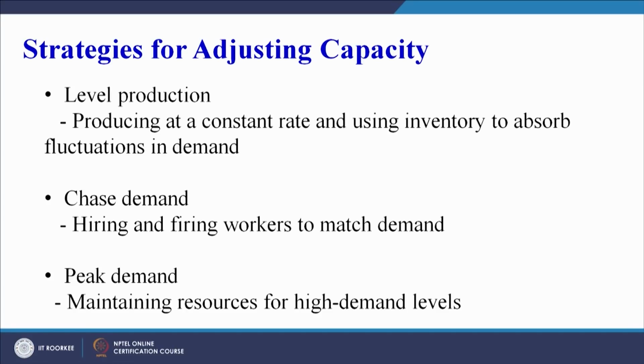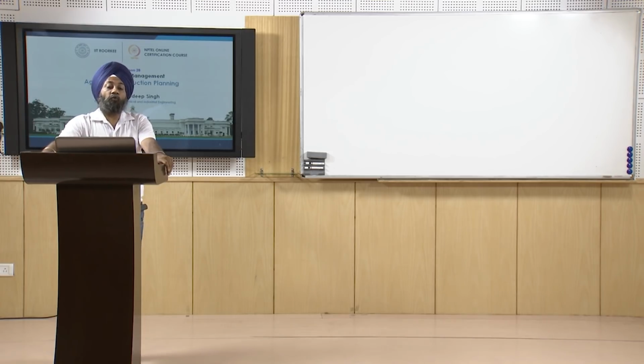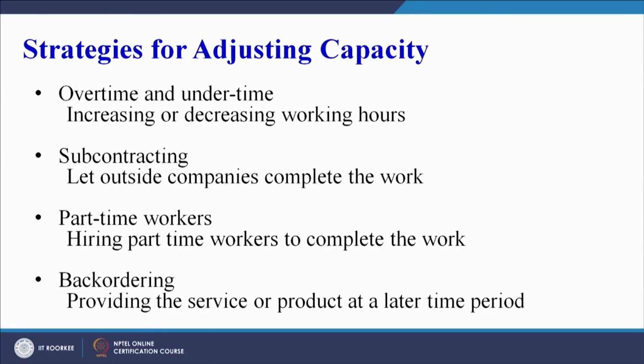So we may keep some reserves in case of the peak demand. We can have overtime and undertime, increasing or decreasing the working hours. In most of the organizations, we have the provision of overtime. Subcontracting: let an outside company complete the work. Part-time workers: we can hire part-time workers to complete the work. Back ordering: providing the service or the product at a later time period. I think I have already highlighted back ordering in today's session only.